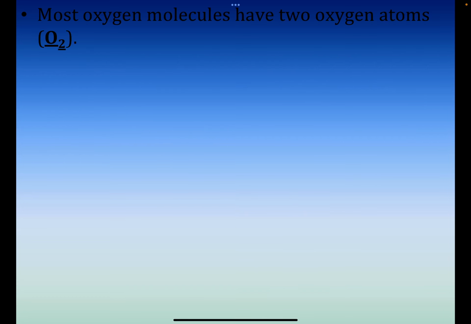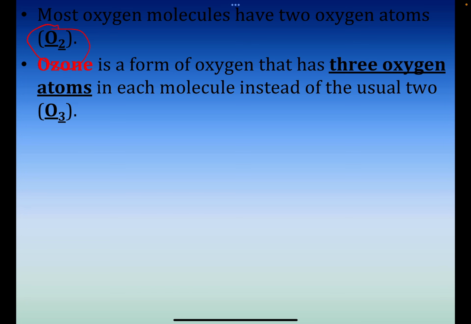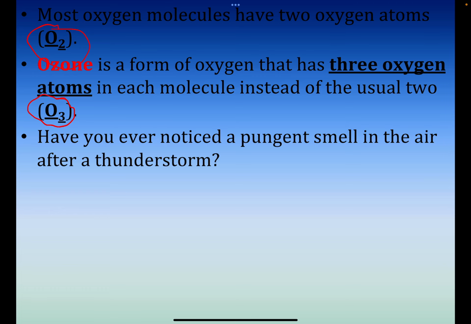All right, some other characteristics of oxygen. Oxygen molecules have two oxygen atoms, so like it says here, it is written as O2. That is a typical oxygen molecule. Ozone is a type of oxygen, but ozone has three oxygen atoms. Notice the way we write ozone. It will be O3. That's saying there are three atoms of oxygen in one molecule of ozone.